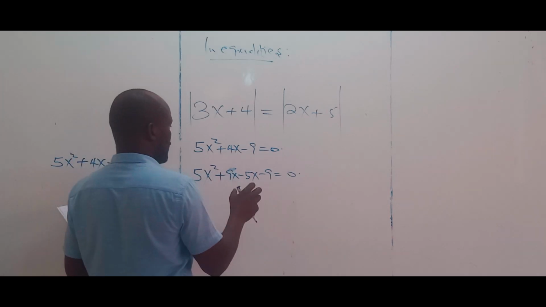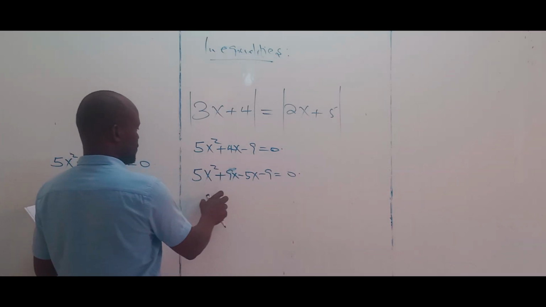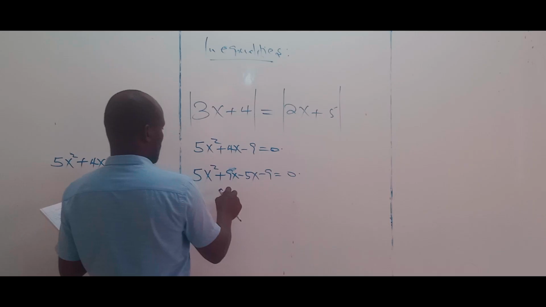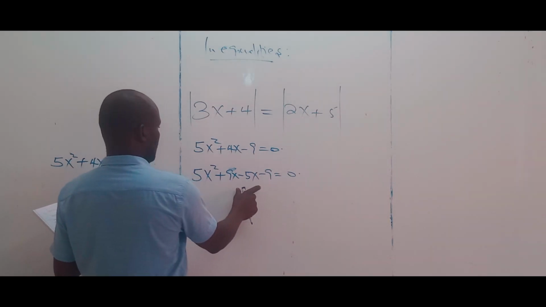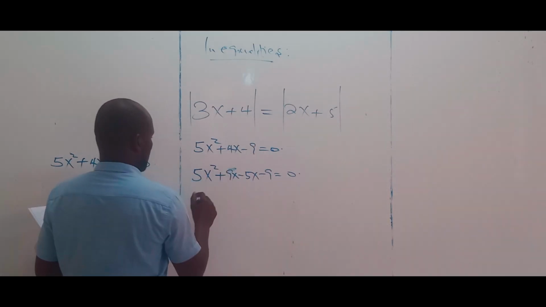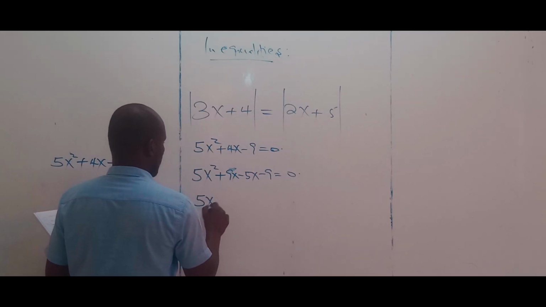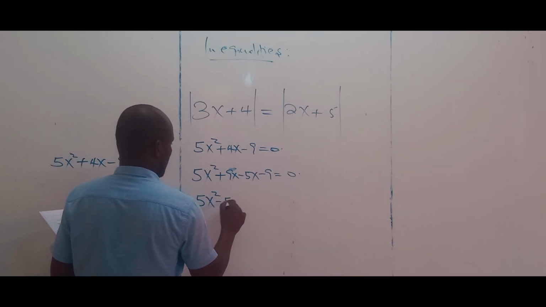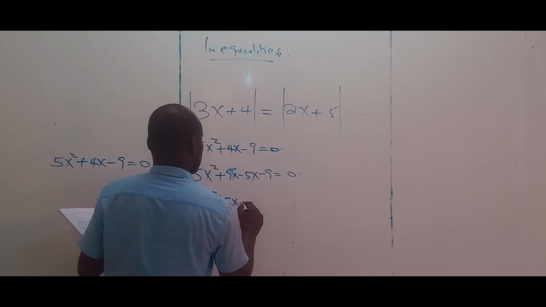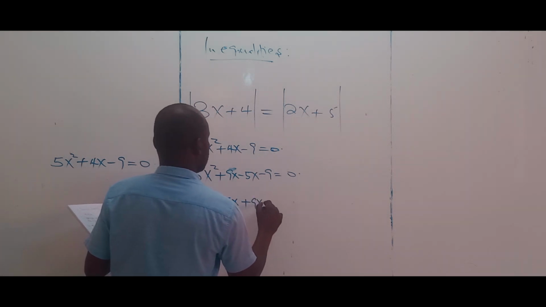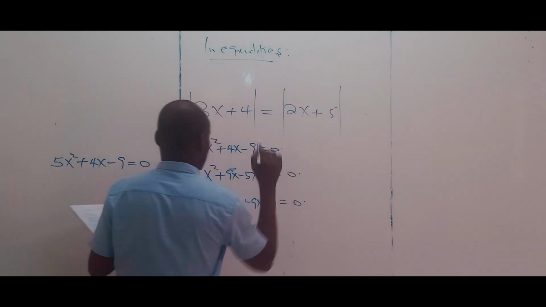But because I want to factorize these terms, what then I'll do is to bring them, to make them look like, say, 5x squared minus 5x plus 9x minus 9 is equal to 0.